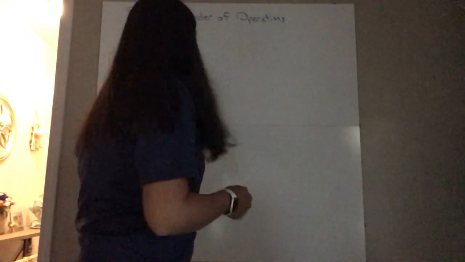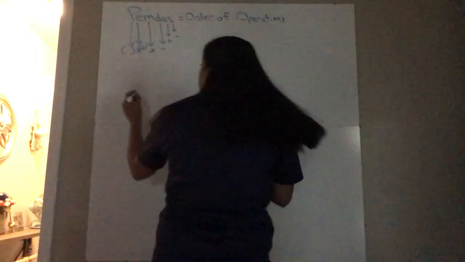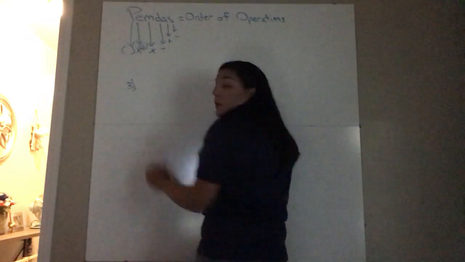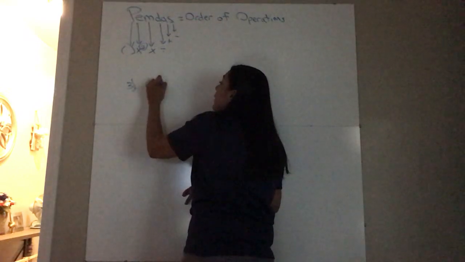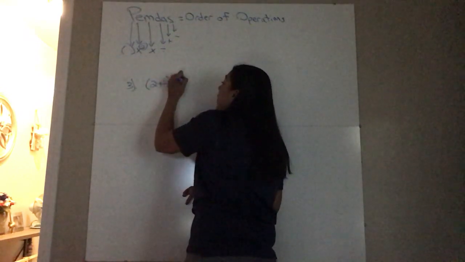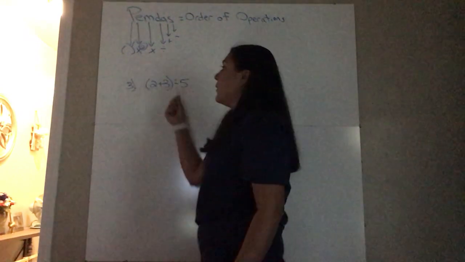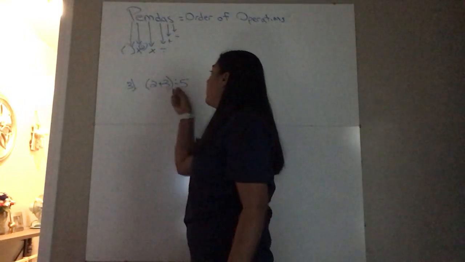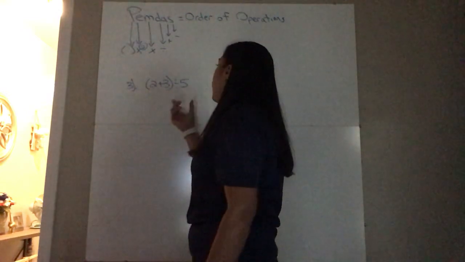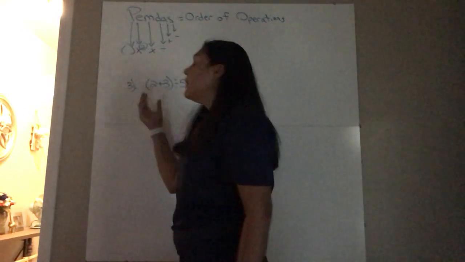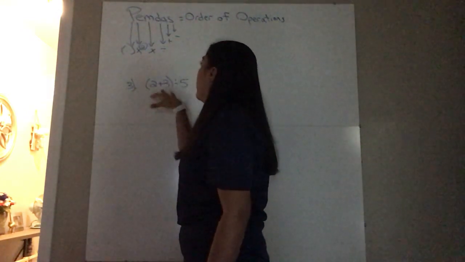Okay, if we look at number 3, it says (2 + 3) divided by 5. Now, if you type this in on a calculator as 2 plus 3 divided by 5, sometimes you might get the right answer, sometimes it might not. So make sure you follow our PEMDAS.